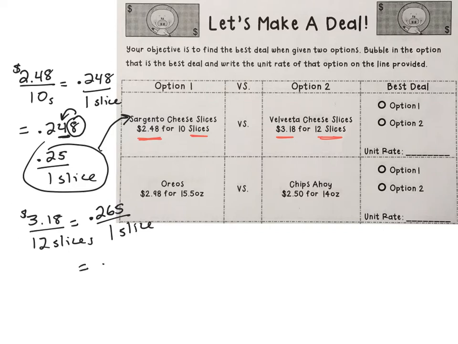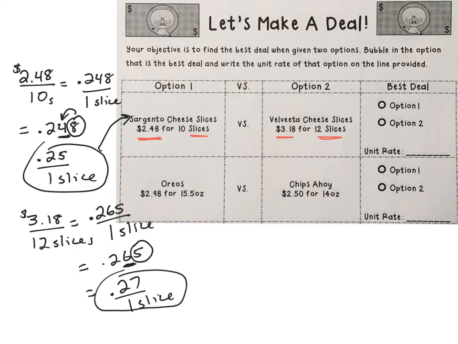Once again, with rounding, if you have 0.265, these are the pennies right here. If the number to the right is 5 or more, it would round up to 0.27, which is 27 cents per one slice. So what's the better deal? The better deal is Sargento. It's cheaper, 25 cents a slice compared to about 27 cents. All right.